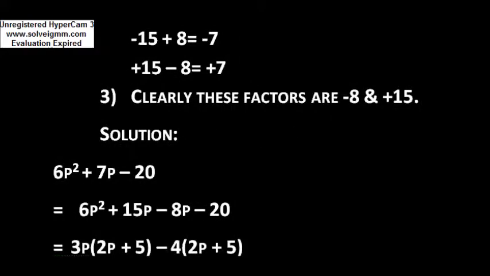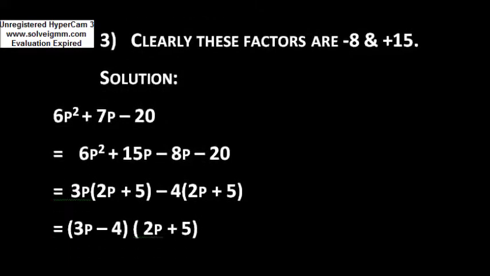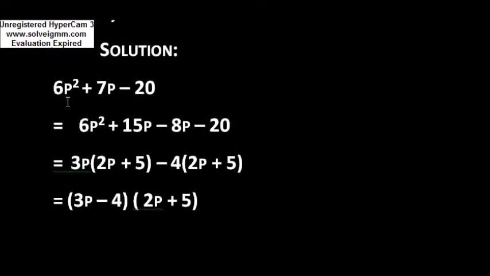I have already explained. Now, here is the solution. 6b square plus 7b minus 20. So 6b square plus 15b minus 8b minus 20. It means 7b can be divided into these two portions, plus 15b and minus 8b.